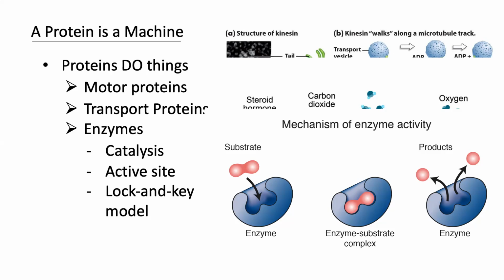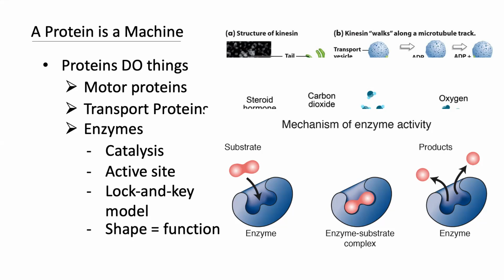The lock and key model is a model for how enzymes work. It basically says that the substrate fits perfectly, like a glove or like a key in a lock, to the active site. So enzymes are highly specific. They react generally only to what they're supposed to react with, because the active sites are so specific in their shape. And this is really where the idea of shape equals function comes into play.